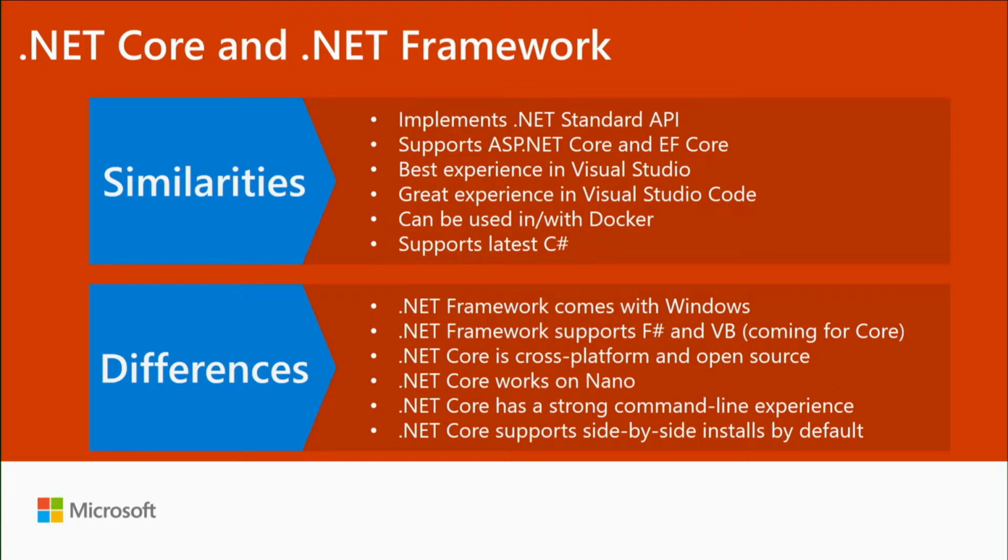Also, .NET Core is cross-platform and open source. As I said, .NET Core works on Nano. This one's a key one. Some of you won't care about this, but .NET Core has a really strong command line experience. This is something we built in from the start. Now, .NET Framework has a ton of tools for it, both that come with Windows and that are part of the .NET Framework SDK. But there's kind of no uniform, strong principle that makes them all work well together. .NET Core does have that. There's this tool called dotnet, which I'll show you, that enables you to use all these tools together. It's really quite a pleasant experience. And last, .NET Core supports side-by-side installs by default. So these are the key differences.